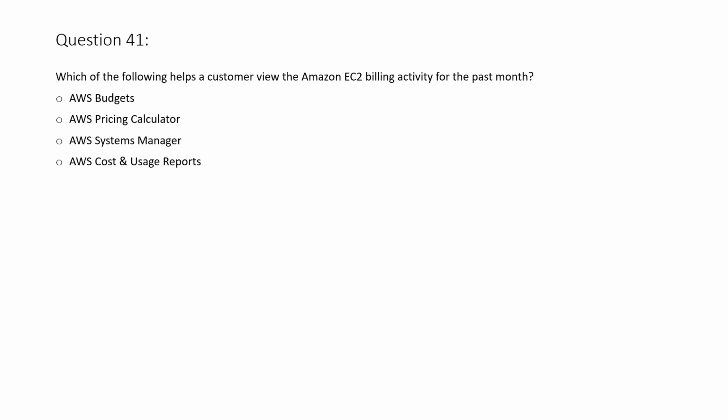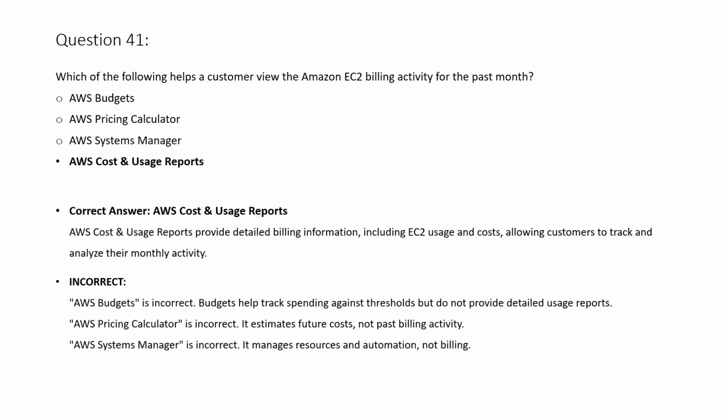Question 41. Which of the following helps a customer view the Amazon EC2 billing activity for the past month? Option A, AWS Budgets. Option B, AWS Pricing Calculator. Option C, AWS Systems Manager. Option D, AWS Cost and Usage Report. The correct answer is AWS Cost and Usage Report.